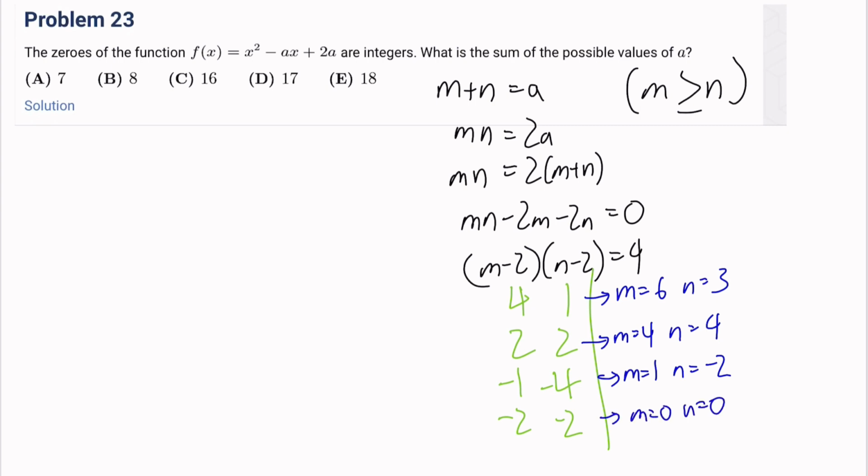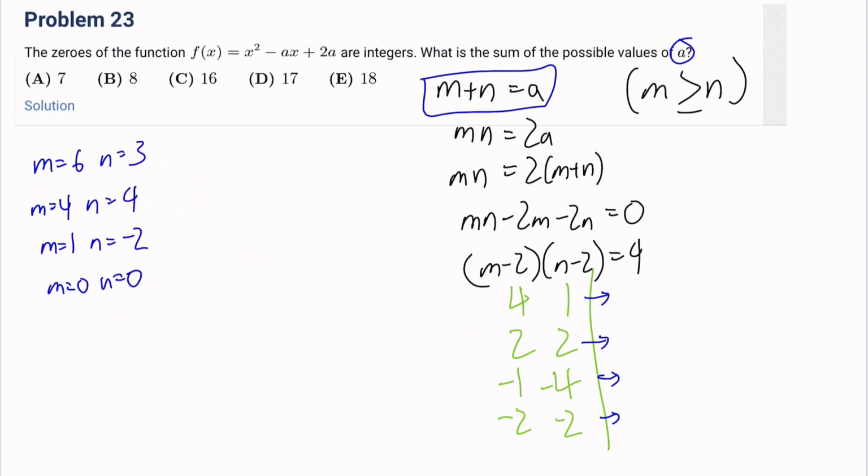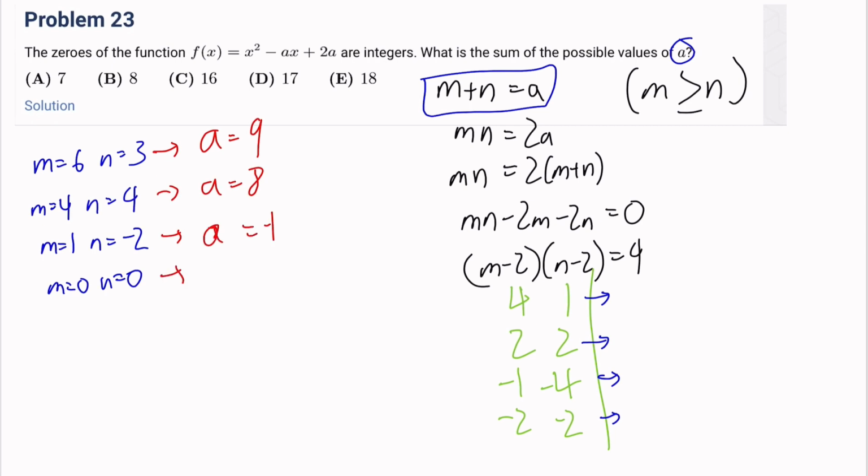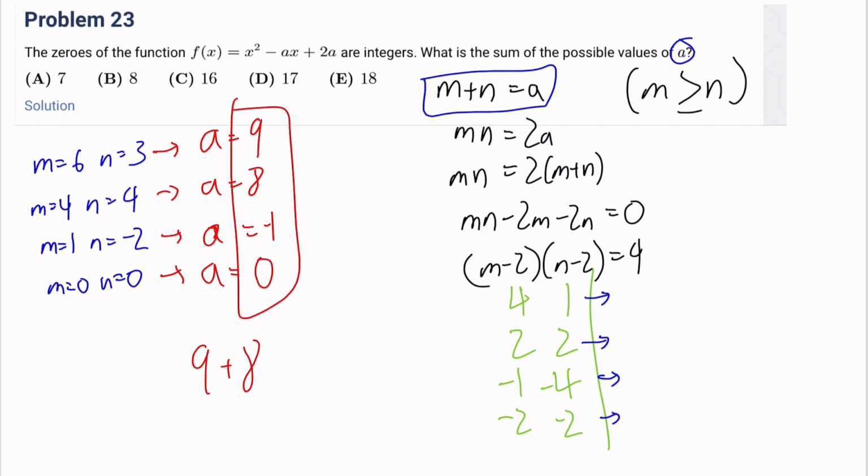And so what was a? A was m plus n, right? And so if we move this whole thing to the left, then that will give us a values. A is 9. A is 8 in this case. A is negative 1. And here a is 0. Right? And so if we add all of this together, it's 9 plus 8 minus 1. The answer is 16. So the answer is C.